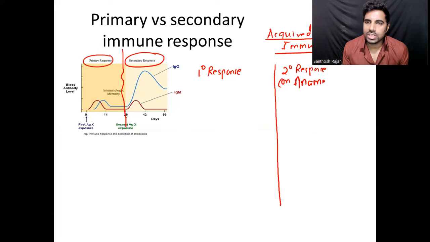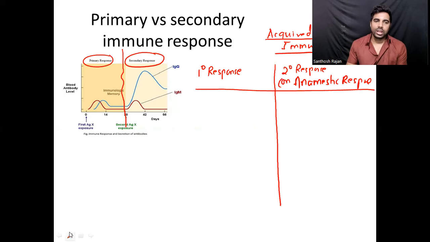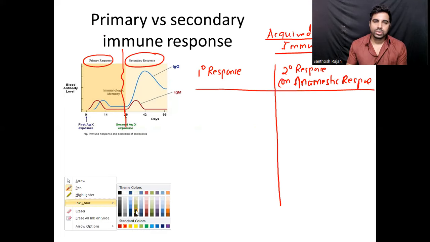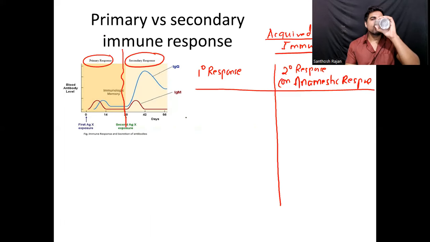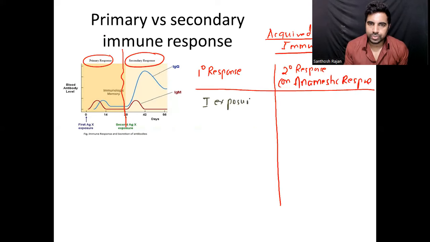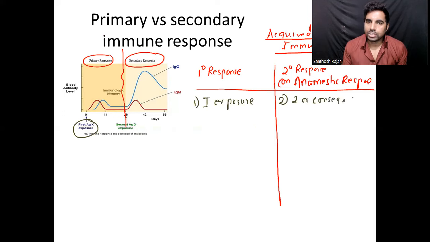This was a question: the anamnestic response. Please remember carefully, every point is important. Here in the primary response, you have the first exposure to any antigen. Here it is the second or consecutive exposure to the antigen.